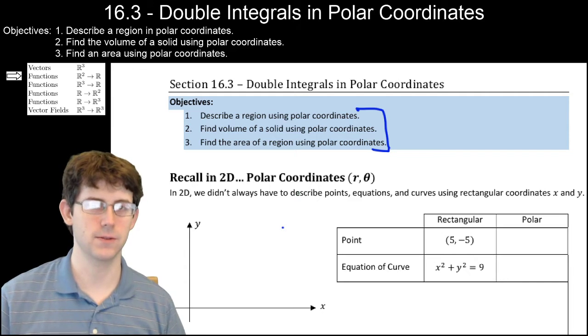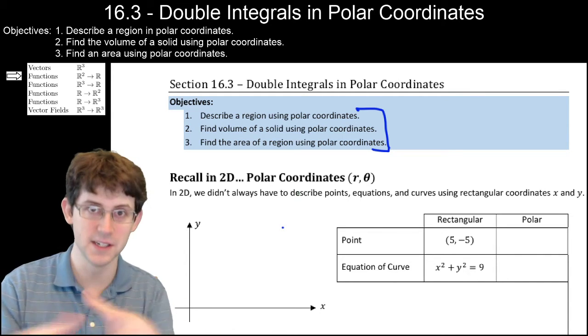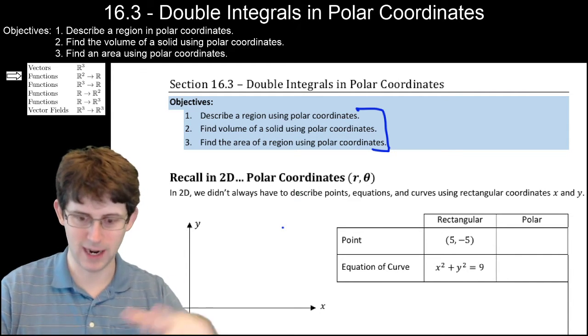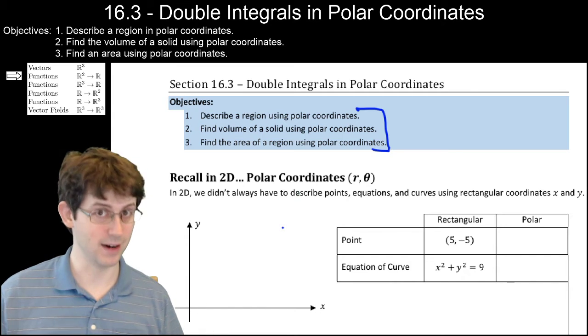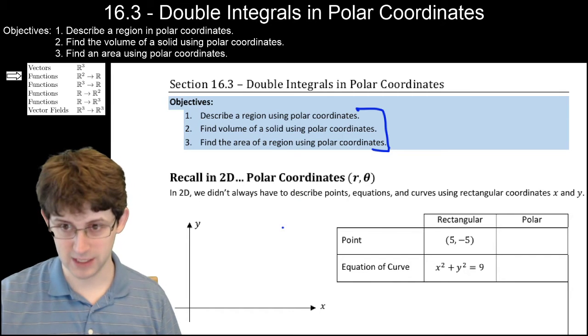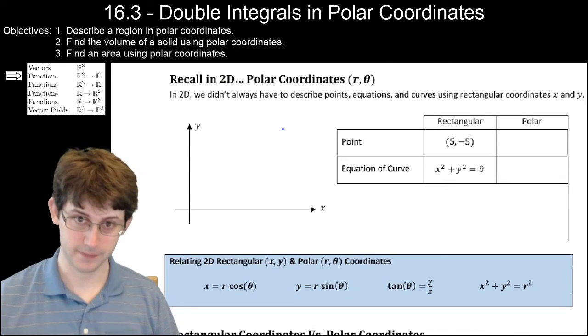We'll see how to figure out the bounds of integrals when we're dealing with round objects. We'll figure out how to find volumes using polar coordinates, and then we'll do areas with polar coordinates. So let's just recall a little bit of polar coordinates.